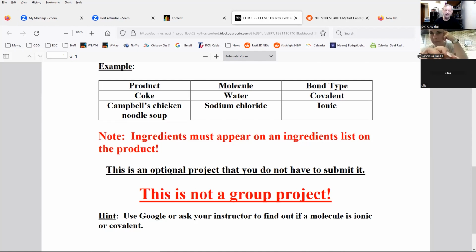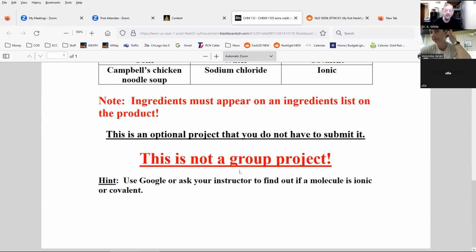Now, this is totally optional. You don't have to do it. But if you do it and you get it right, you get 10 points, 5 and 5. That's like getting 10 more points on any one of your tests. That's a good thing. This is not a group project.